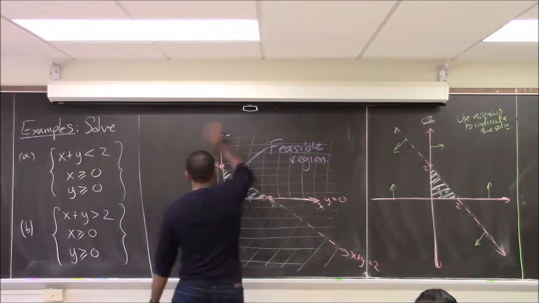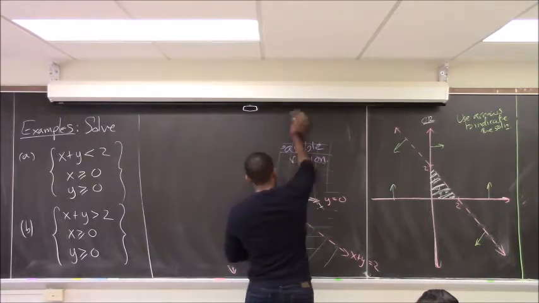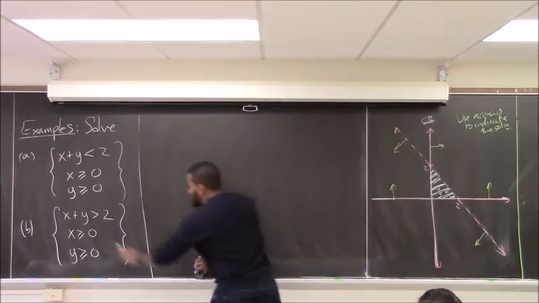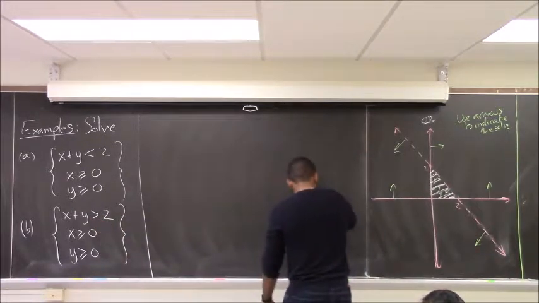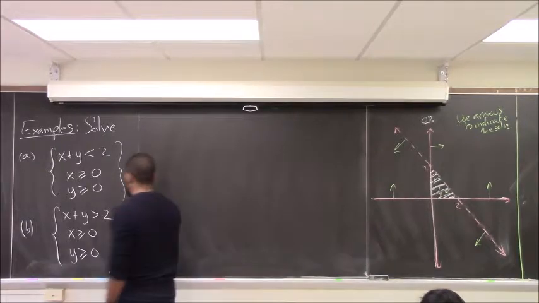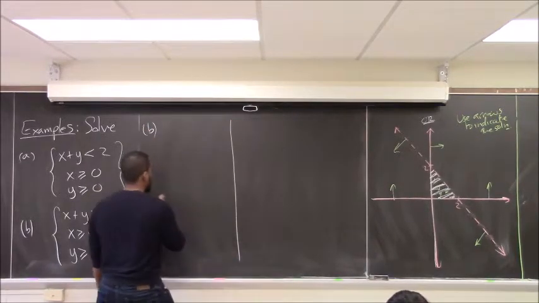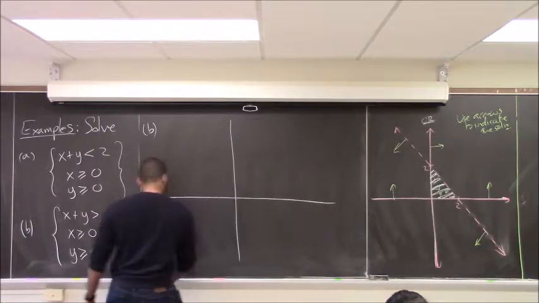Now, I want to make a distinction between the feasible region that we saw here and the feasible region that results from me just turning this inequality sign around. So this is B. For the most part, the picture is going to be the same.